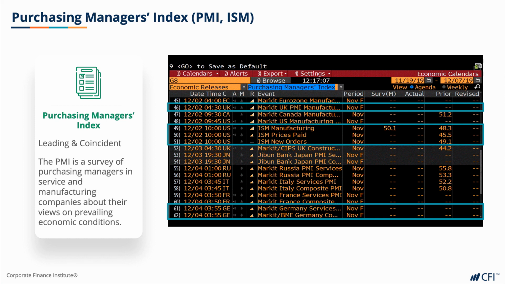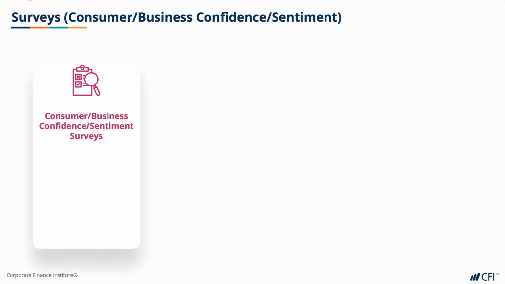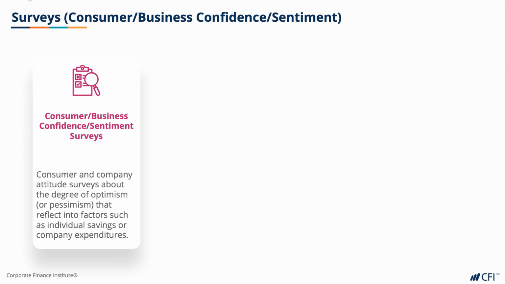PMIs are extracted from surveys that they take from purchasing managers in service and manufacturing companies about their views on prevailing economic conditions. Generally, a figure greater than 50 indicates expansion, whilst a figure that's less than 50 indicates contraction. Much like PMIs, surveys about consumer and business confidence, as well as sentiment, are also a hybrid type of economic indicator. These use anecdotal results from surveys to form a numeric index figure. Also, like PMIs, these surveys tend to be forward-looking, so they're really good leading indicators.